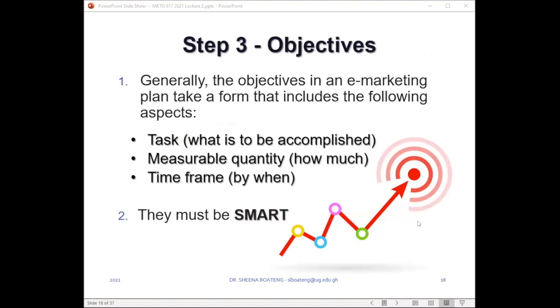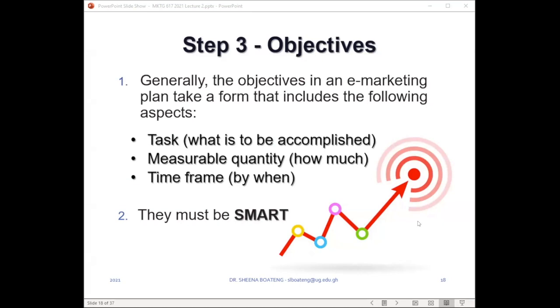What are we supposed to do? Now, once you know what you're supposed to do, it is not enough. You need to be able to know how to quantify this thing that you're supposed to do. So for instance, you want to be able to get more followers on social media. It's not enough to say that you want to get more followers. You need to be able to quantify it. Do you want to get 5,000 followers? Do you want to get 10,000 followers, 20,000 followers? You need to put a number to it, because that's the only way you can quantify the returns when you're developing your budget.